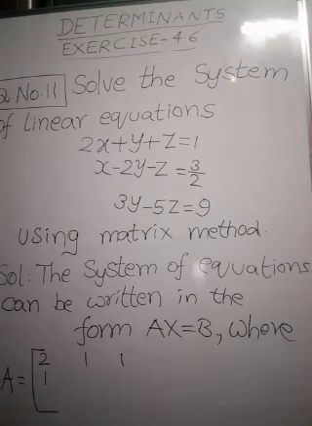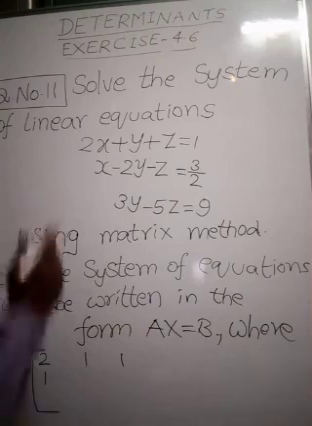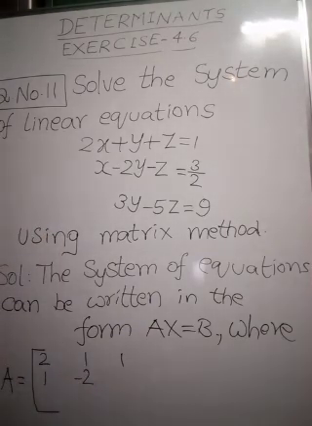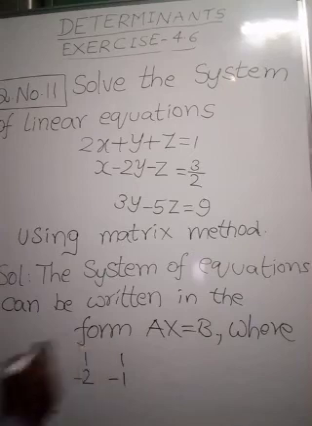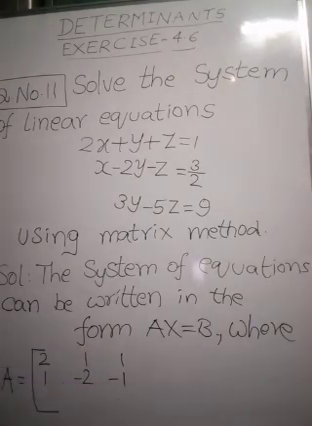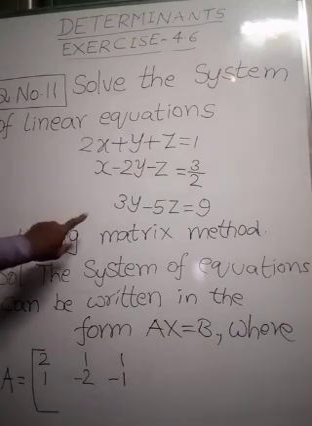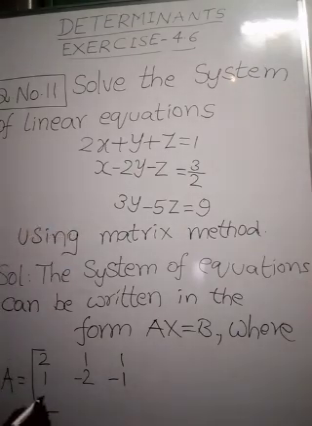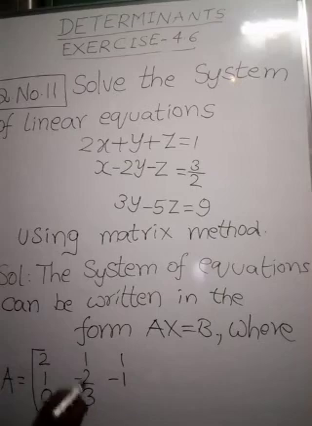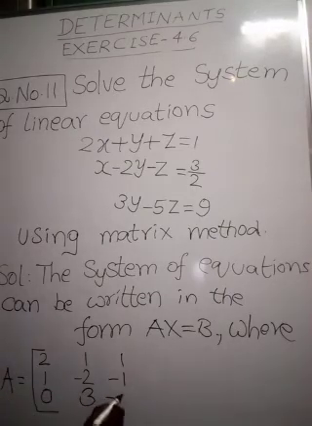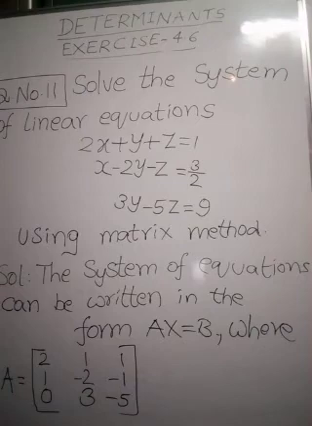What are the elements in the second row? First element is x coefficient 1. Second element is -2, the y coefficient, and the z coefficient is -1. Understood the second row, my dear children? Similarly, we write the third row from equation 3. What is the coefficient of x in the third equation? Nothing is given, so we write it as 0. What is the y coefficient here? 3. And the z coefficient? -5. Understood this matrix, my dear children?